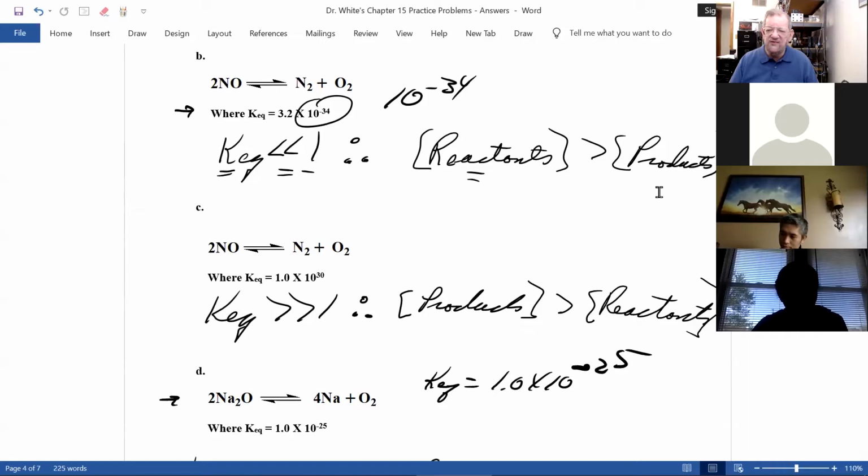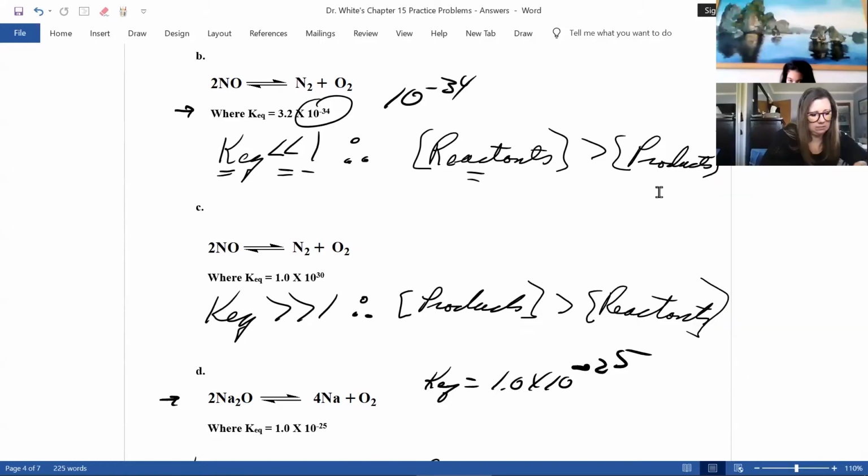All right, can everybody see D at the bottom here? Why don't you do it then? It's sodium oxide in equilibrium with 4 moles of sodium and 1 mole of oxygen. The equilibrium constant is 1.0 times 10 to the minus 25th. You decide, describe the relative amounts of reactants to products or products to reactants.